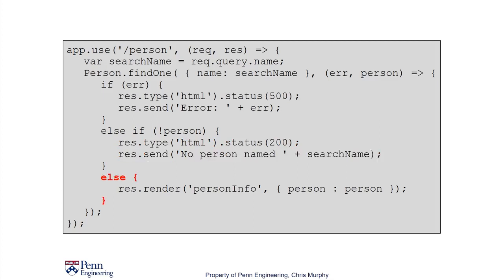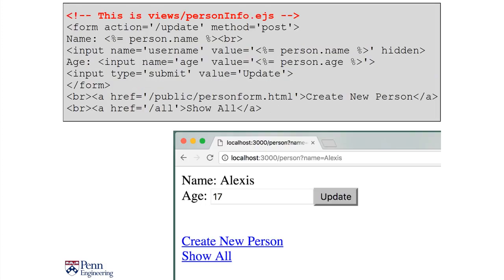Otherwise, if everything is okay, we'll use the person info EJS page, and we'll render it, and we'll pass the person as the argument, and we'll call it person. Now here we can look at personinfo.ejs to see how we rendered this page.